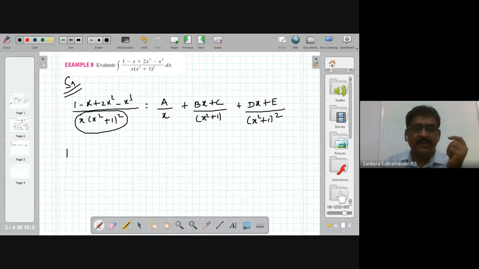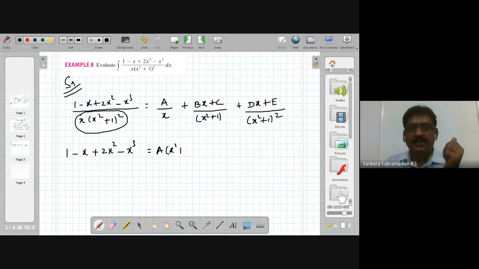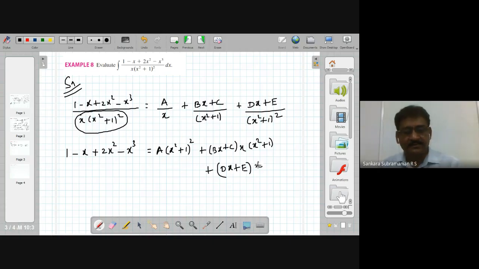If you do that, both the terms will get cancelled and you will get 1 minus x plus 2x square minus x cube on the left hand side. To the right hand side, if you multiply this term to the first term, x will get cancelled, so you get a into x square plus 1 the whole square. If you multiply the denominator term to the second term, you get bx plus c, and x square plus 1 to the power 1 will get cancelled with x square plus 1 to the whole square, so the remaining term will be x into x square plus 1. And if you multiply to the third term, you get dx plus e into, this time x square plus 1 whole square will get cancelled, you get x. That's it.